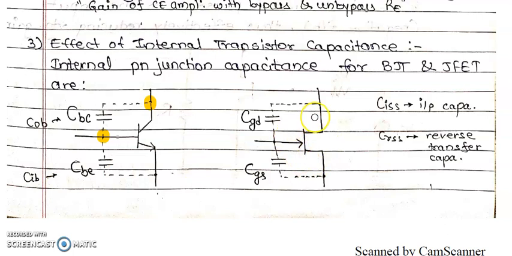Similarly for the JFET, between gate and drain the internal capacitor is called CGD, and between gate and source terminal the internal capacitor is called CGS. So these are the internal capacitances of BJT and JFET. What is the exact effect of these internal capacitances on the gain, we will study in our next session.